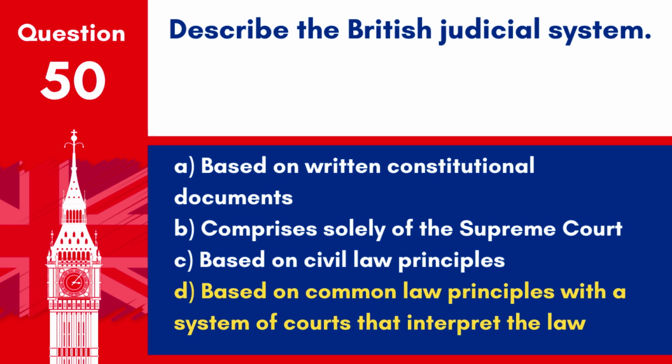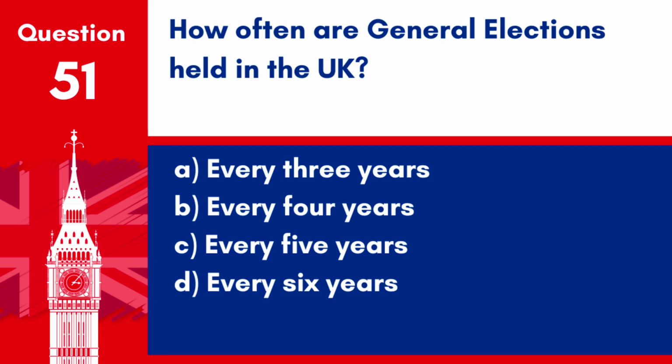Answer D. Based on common law principles with a system of courts that interpret the law. The British judicial system operates on the common law system, which relies heavily on case law and judicial precedents set by court decisions.